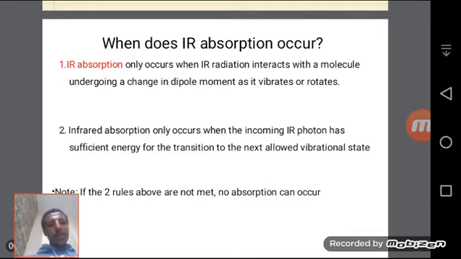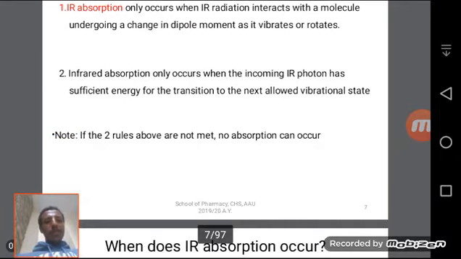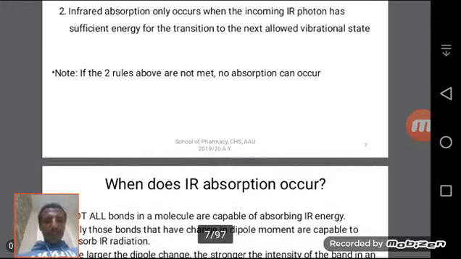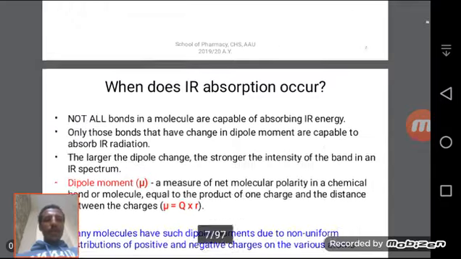Secondly, infrared absorption only occurs when the incoming IR photon has sufficient energy for transition to the next allowed vibration state. If the two rules are not met, no absorption can occur.